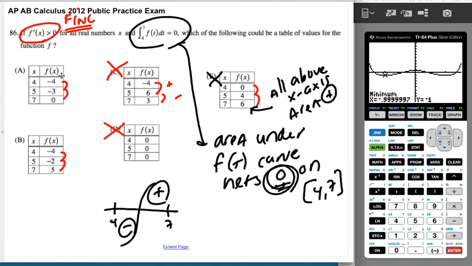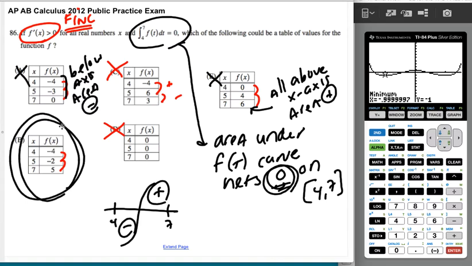By the same argument, these values are all below the x-axis, so the area between them would end up being negative, which doesn't net 0. But this one is the only possibility because there is area below the axis, there's area above the axis, so my area could net 0. And again, that's really not any number crunching, it's just some logical deduction.